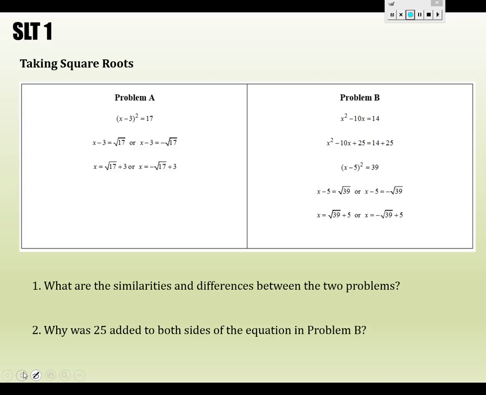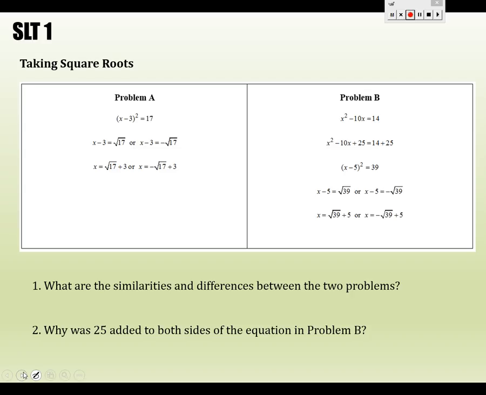And also notice that, unlike the warm-up, this doesn't come out very nicely. Root 17, is the fact that it doesn't come out nicely a problem? No, not at all. We still have our answers. If you wanted an approximation with your calculator, you could get it. So that looks good.